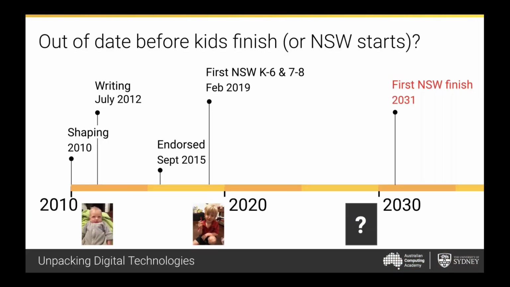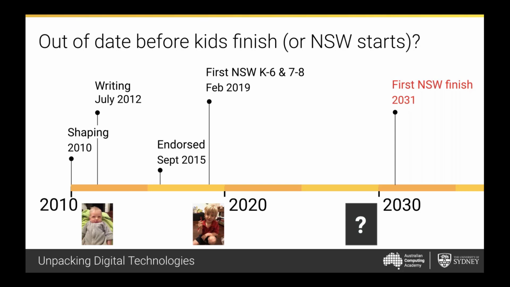In fact, it's really 9 years old because we started with a shaping paper in 2010. We began writing in July 2012. The curriculum was endorsed by education ministers on the 18th of September 2015. In New South Wales, we've been a bit slow to actually implement the curriculum, so we only started it in K to 6 and 7 and 8 in February this year.